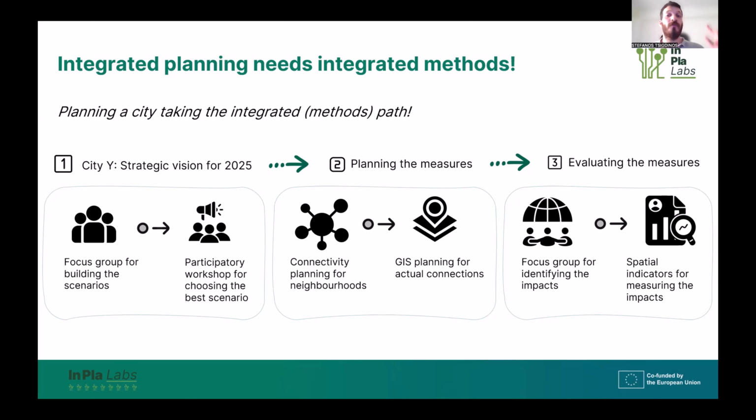The evaluation could firstly conduct a focus group for identifying the impacts of our scenario and of our planning, and then we can measure. So here we see the qualitative aspect and the quantitative aspect together. We can measure the spatial indicators, identifying our impact in an evidence-based way. So all this flow is really important when we deal with mixed methods.